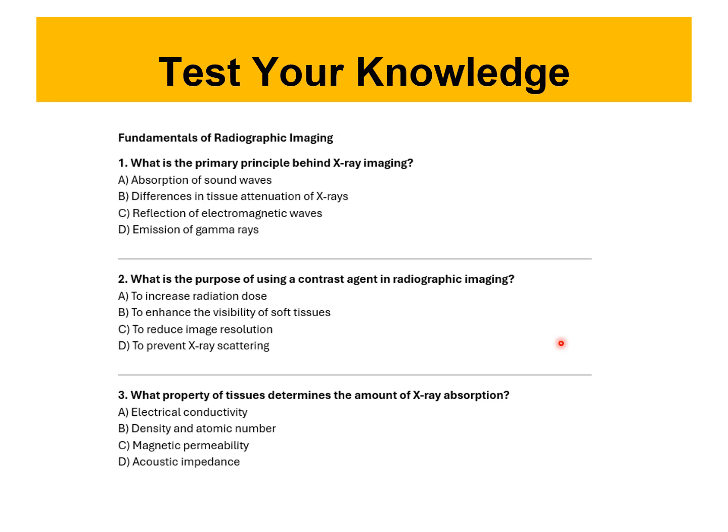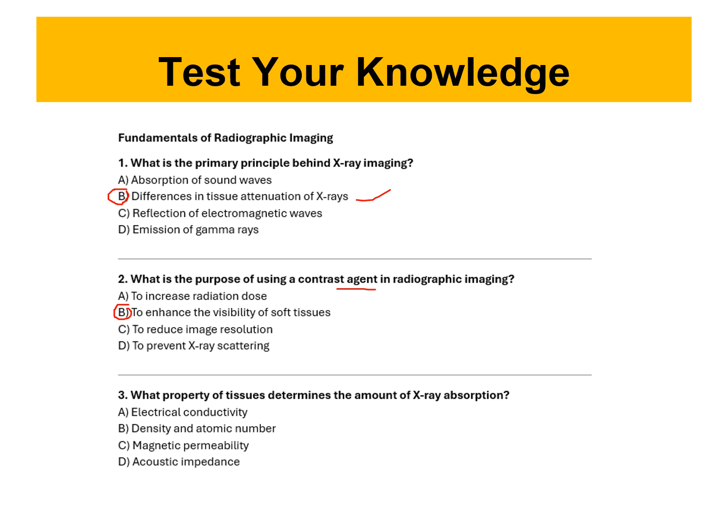So first one, what is the primary principle behind the X-ray image? B. Yep, the differences in the tissue attenuation of the X-ray. That's the most important thing. Now, what is the purpose of using contrast agents? If you're adding an agent to the body, what is that going to help us? It's going to enhance visibility of soft tissue, correct? Because it's usually going to either enhance or inhibit attenuation in that organ that we're looking at.